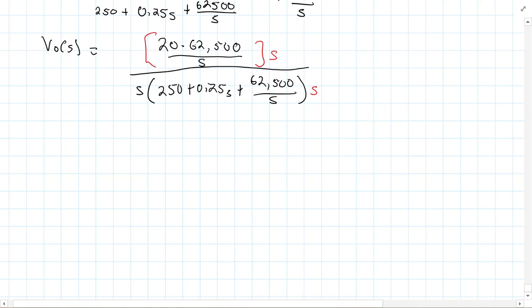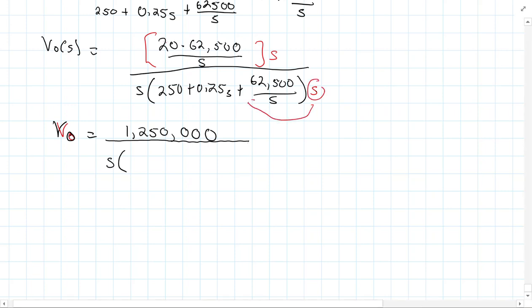Then I'm going to do 20 times 62,500. So V out is equal to 1,250,000, and again, we just have to keep track of the numbers appropriately, over S times, and here I'm going to take this S and multiply it in. So I'd have 250 S plus 0.25 S squared plus 62,500.